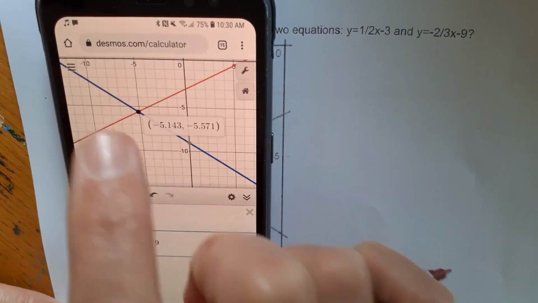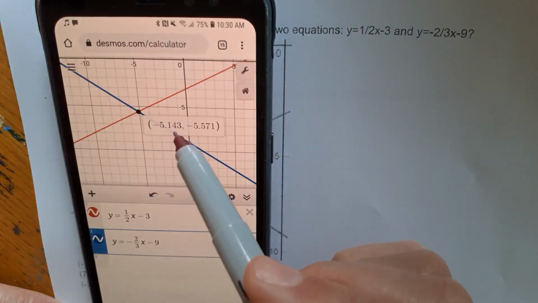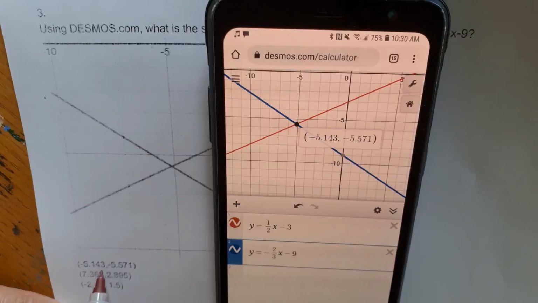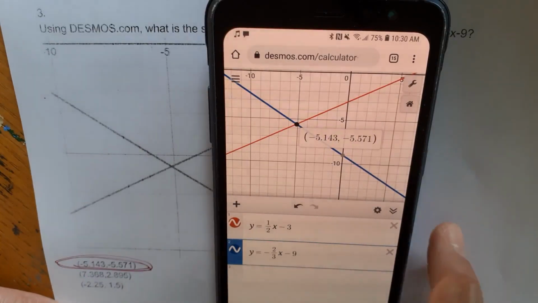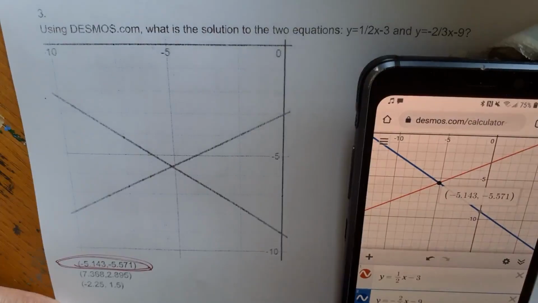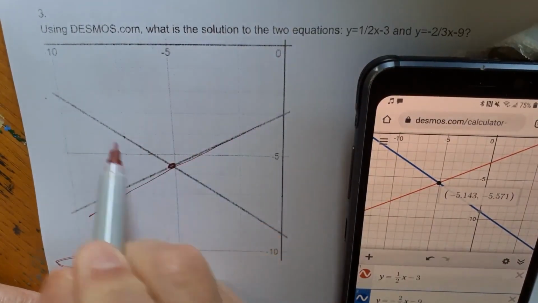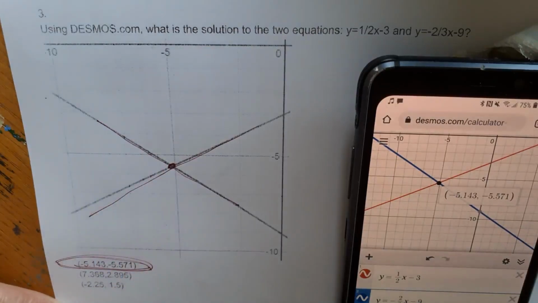But if we click on the solution, it shows us it's negative 5.143 and negative 5.571. So here's the answer set here, right? And that's what we're trying to find out. That is the solution. That is where these two graphs cross, right? So let's go ahead and see what they ask us next.